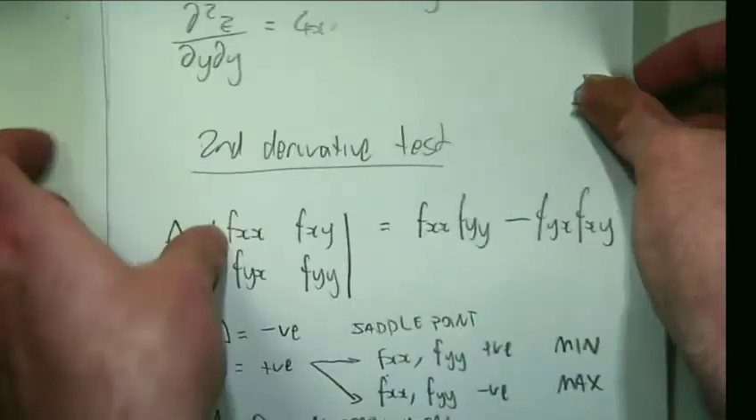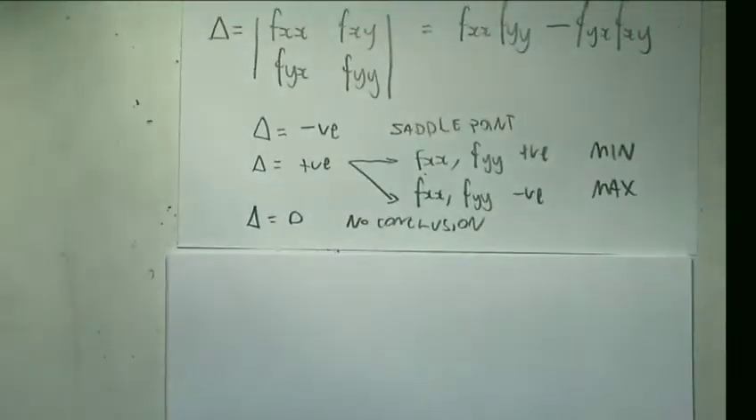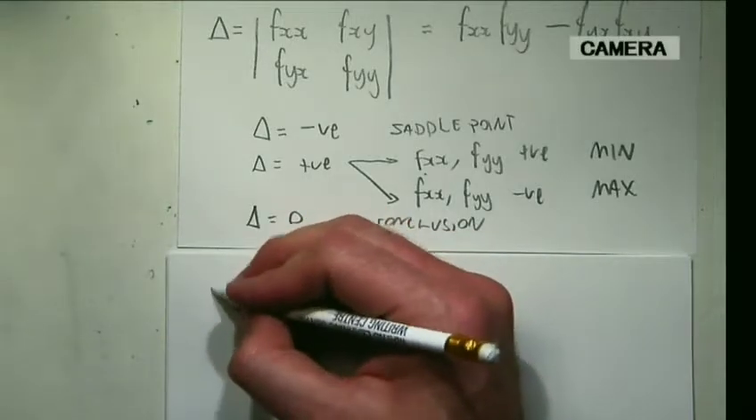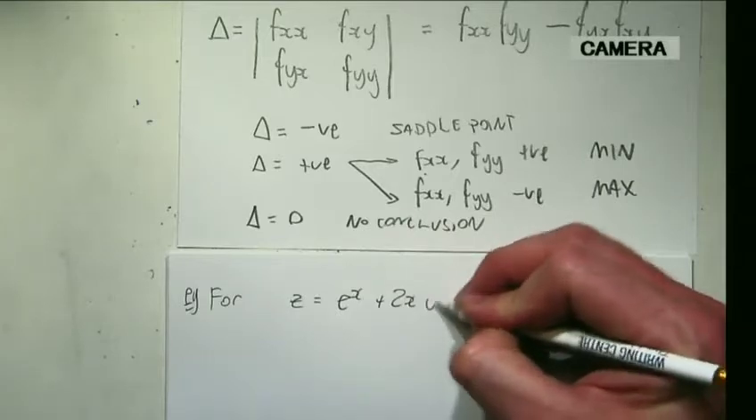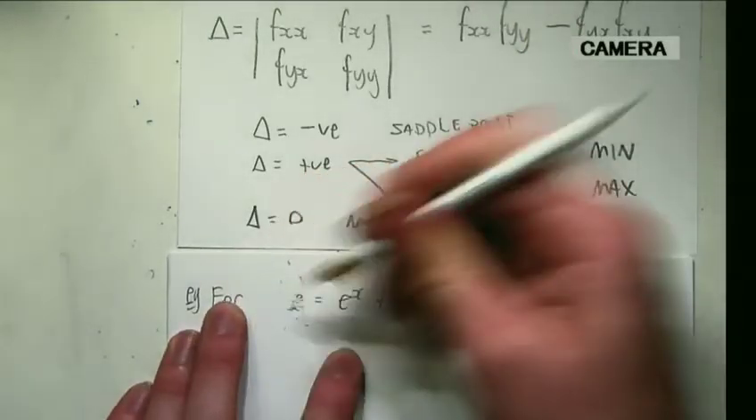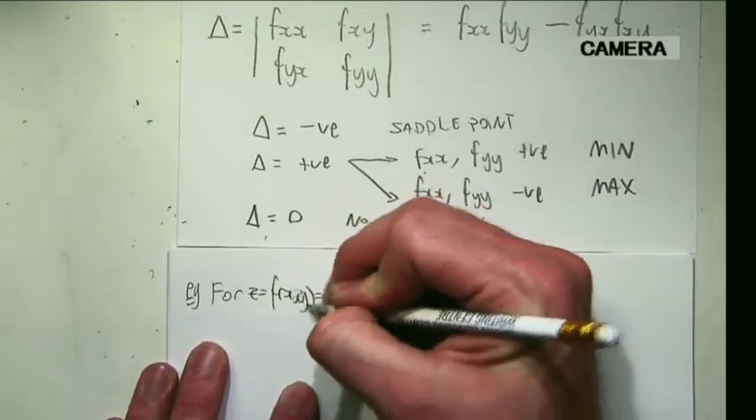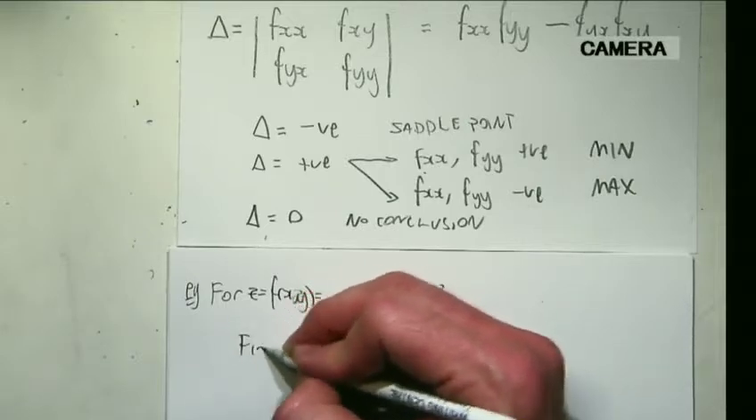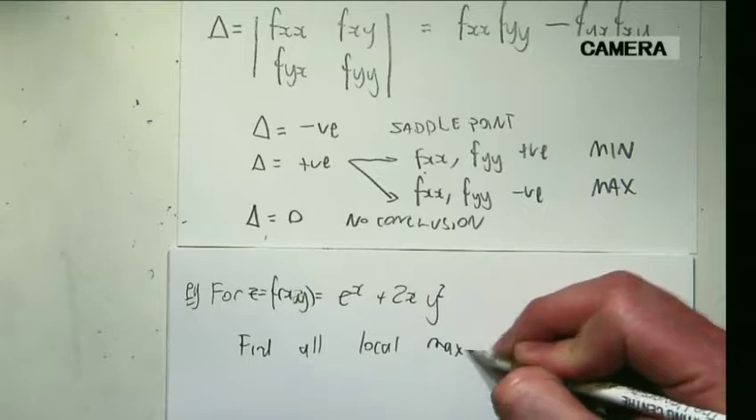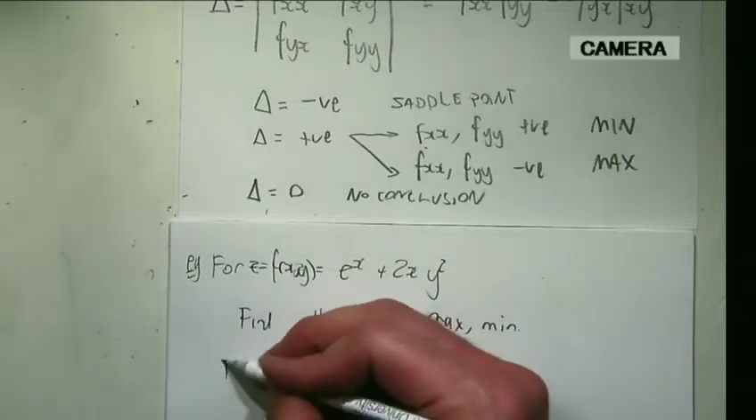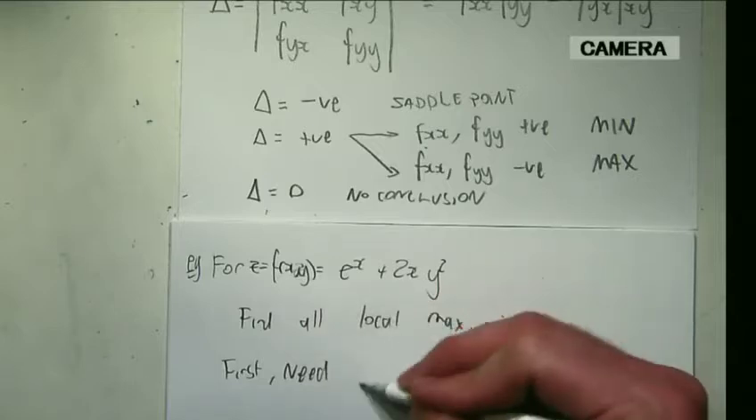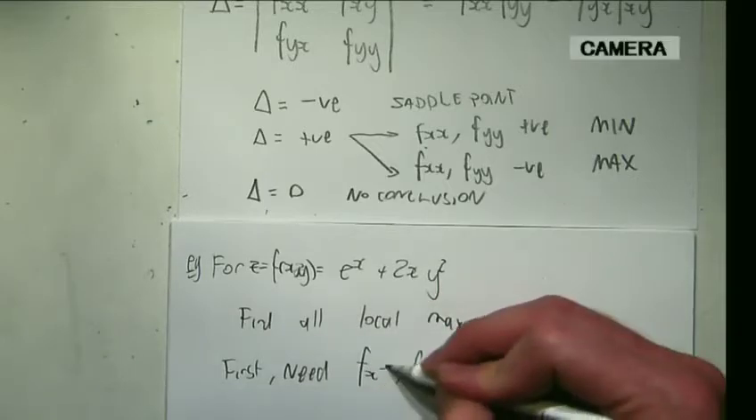Okay, so as an example of how that works, for example, z equals e to the x plus 2xy squared, and let's actually call it z equals f of x, y, so that we can use both. Find all the local maxima and minima. Now, I don't know if it's got any at all. I'm really sorry. It might not have any, so I'm just going to check first. So first, we need fx and fy to both be equal to 0.